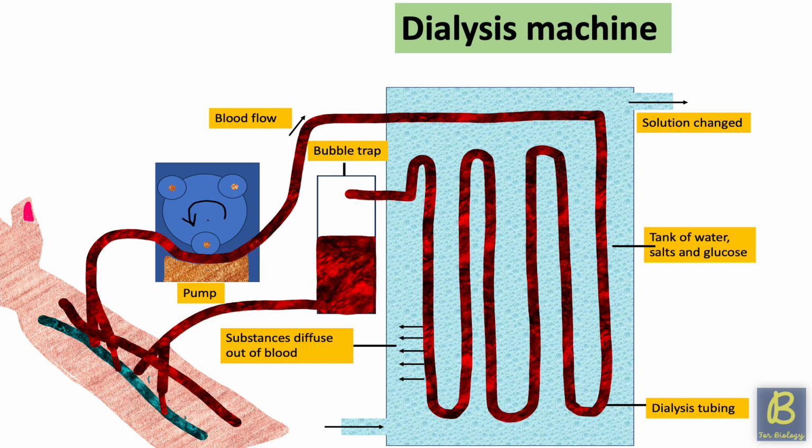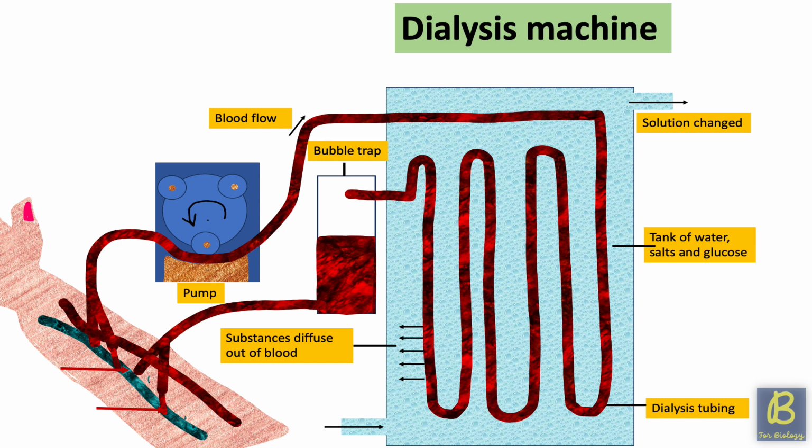Let's talk about a dialysis machine. In case of a kidney disease, the patient can survive with only one kidney. But if both the kidneys fail, the patient's blood composition has to be regulated by a dialysis machine. Two needles are inserted into the patient's bloodstream to create an access point for blood withdrawal and return.